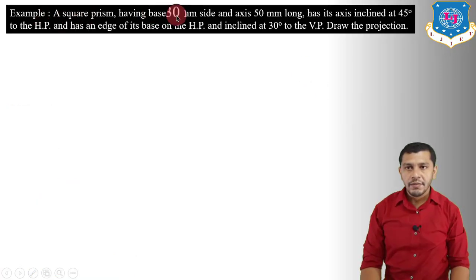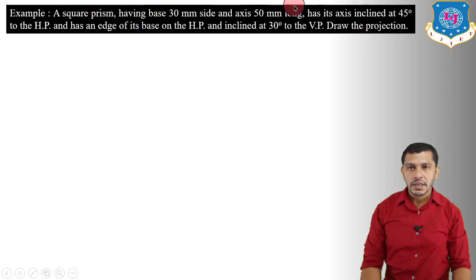A square prism having base 30 mm side and axis 50 mm long has its axis inclined at 45 degrees to HP and has an edge of its base on the HP and inclined at 30 degrees to VP. Draw the projections. So here again the inclinations of the square prism with HP and VP are both given. So this problem is also going to be solved in 3 stages.